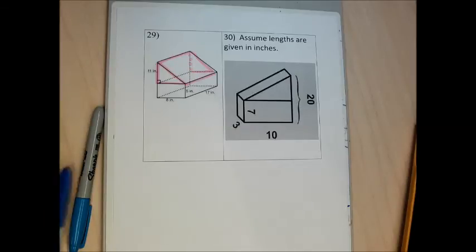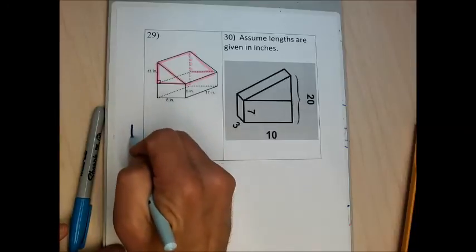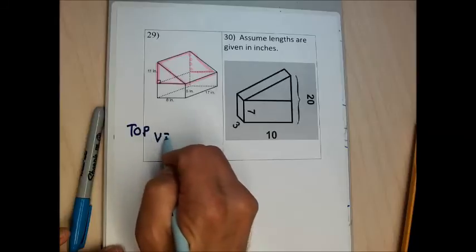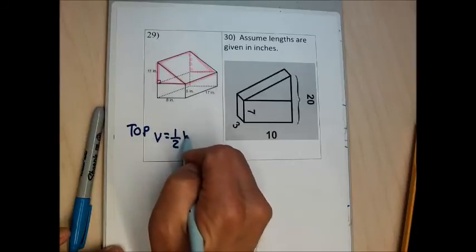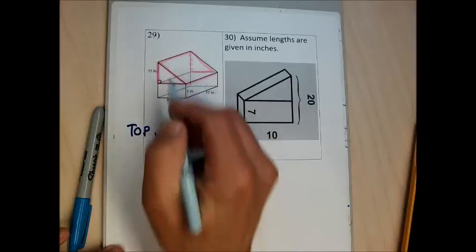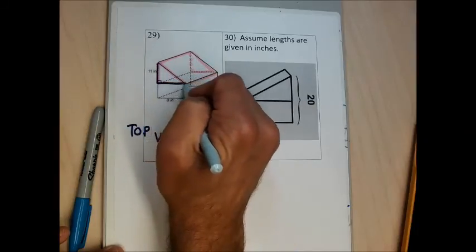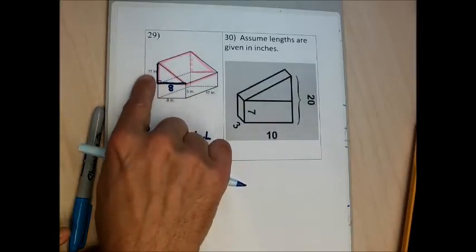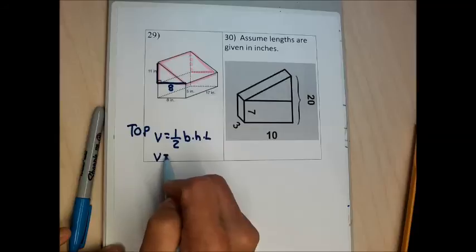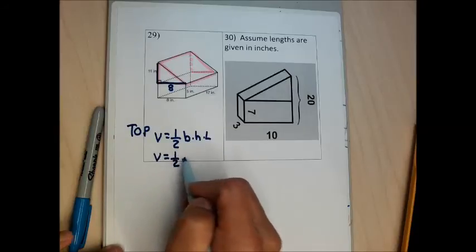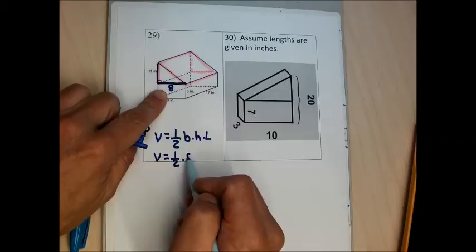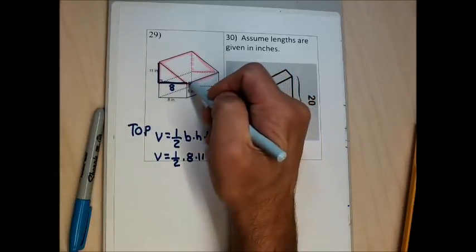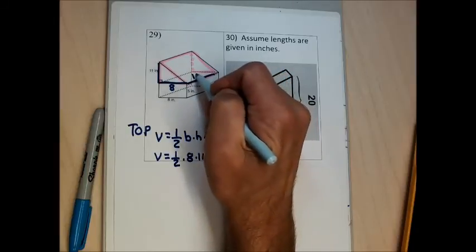So let me work on the top of yours real quickly. For the top, the volume for a triangular prism is 1/2 the base times the height times the length, and the base times the height comes from the triangle. The triangle here is 8 by 11. I'm going to call that the base and that the height. So part of the top, the triangular prism, I'm going to say the volume is 1/2 the base of the triangle, which is 8, the height of the triangle, which is 11, and then I need to toss in the length. The length is going to be that distance, which is 17.